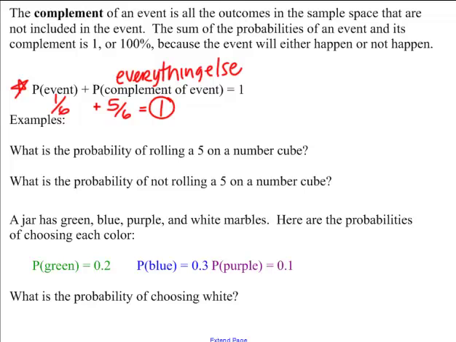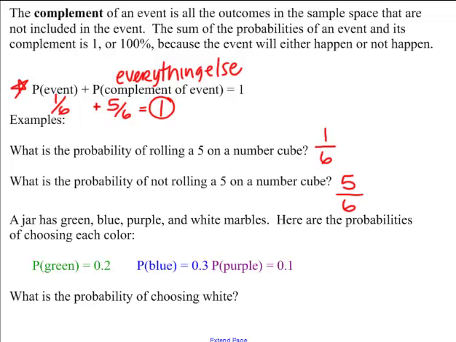The total number of options. So the example down there, basically the same thing that I just did. What is the probability of rolling a 5 on a number cube? Well, there's only one 5 on there. So it's 1 out of 6 chances. And what's the probability of not rolling a 5 on a number cube? Well, you have 5 other options out of the 6 total.